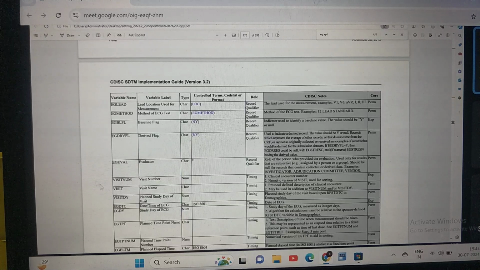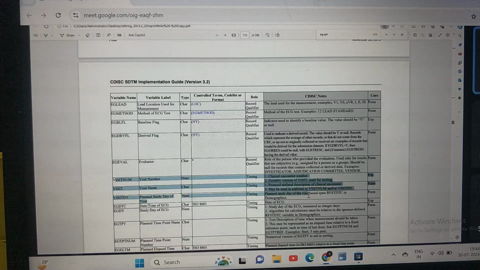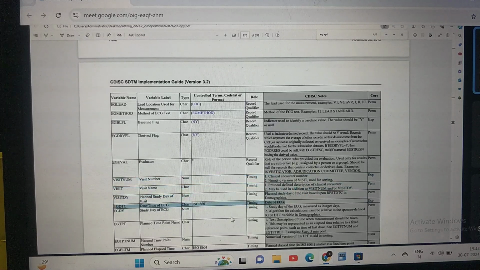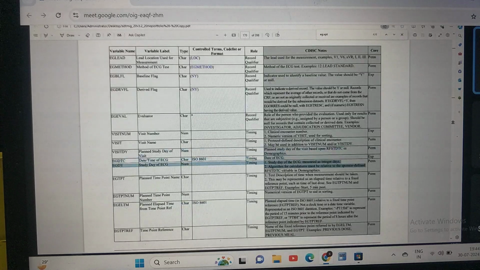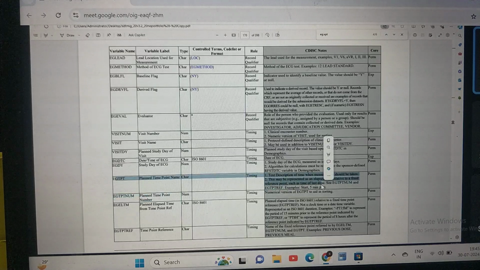Then VISITNUM, VISIT, this is a regular variable for all findings domains. EGDTC is nothing but the date of ECG collection, and EGDY is the corresponding study day, which we can calculate based on RFSTDTC. EGTPT, again, is the time point: whether it's 5 minutes post, pre-dose, post-dose, 1 hour, 2 hour, whatever it may be.